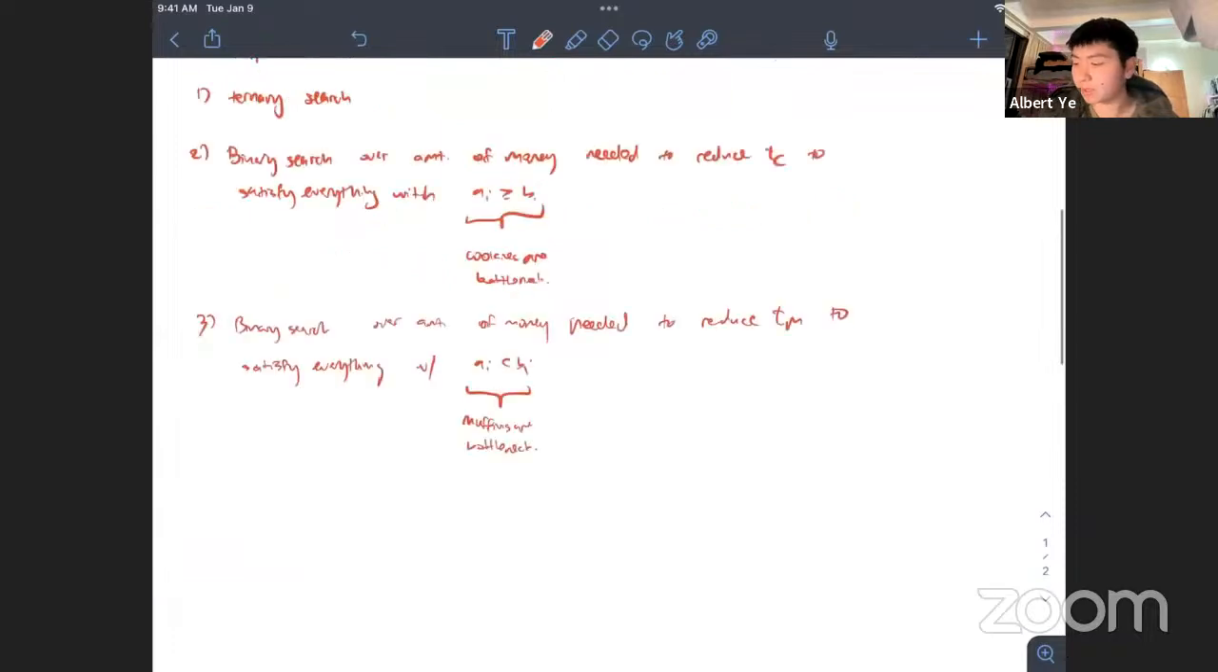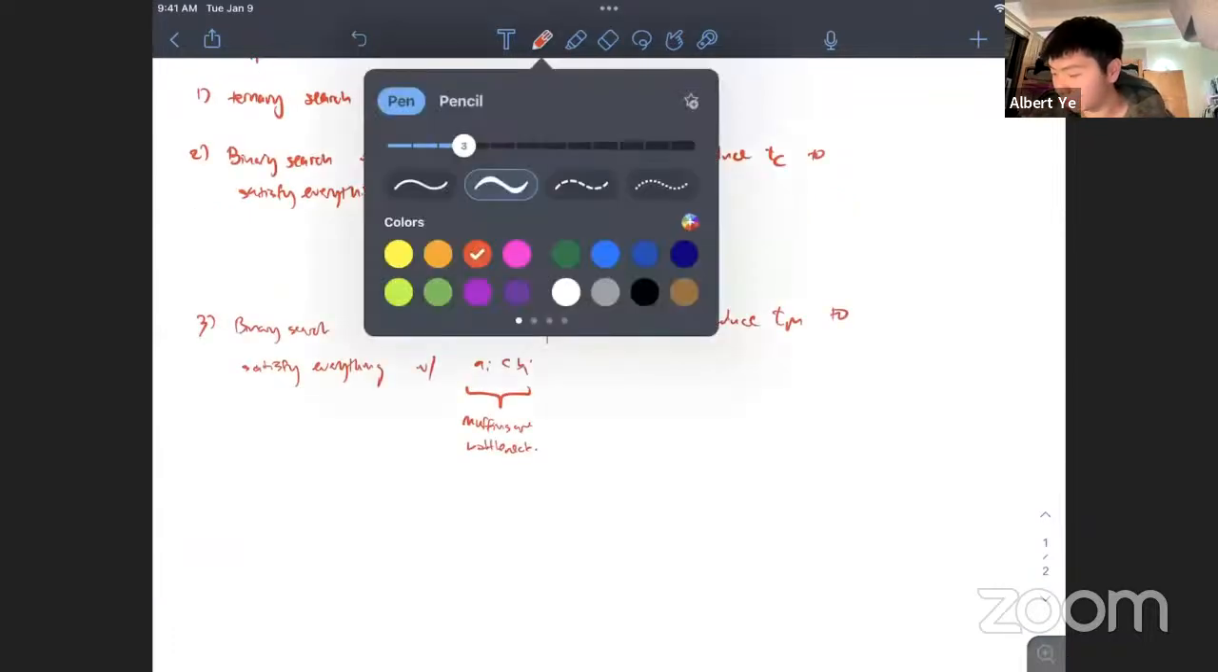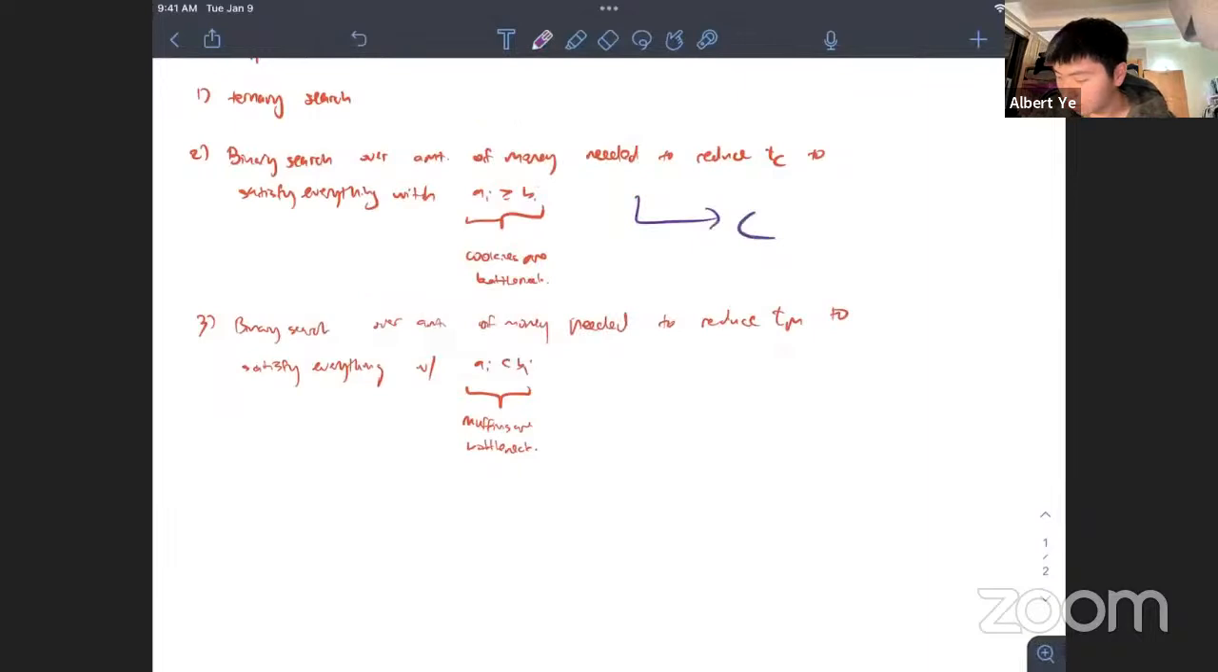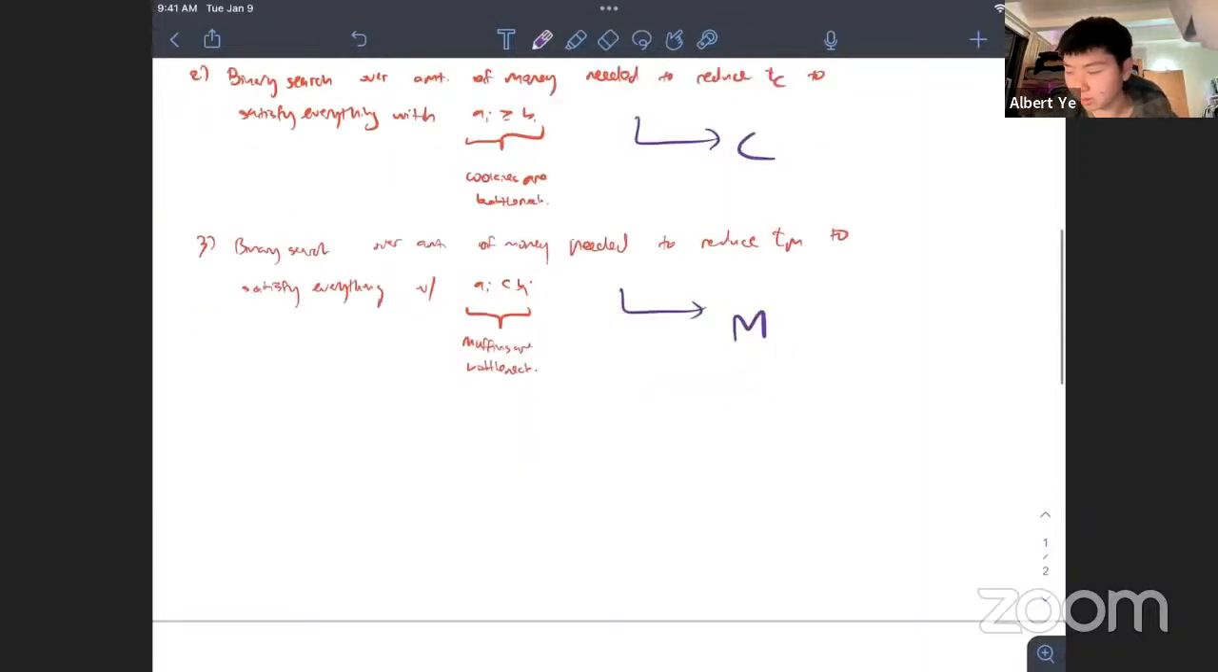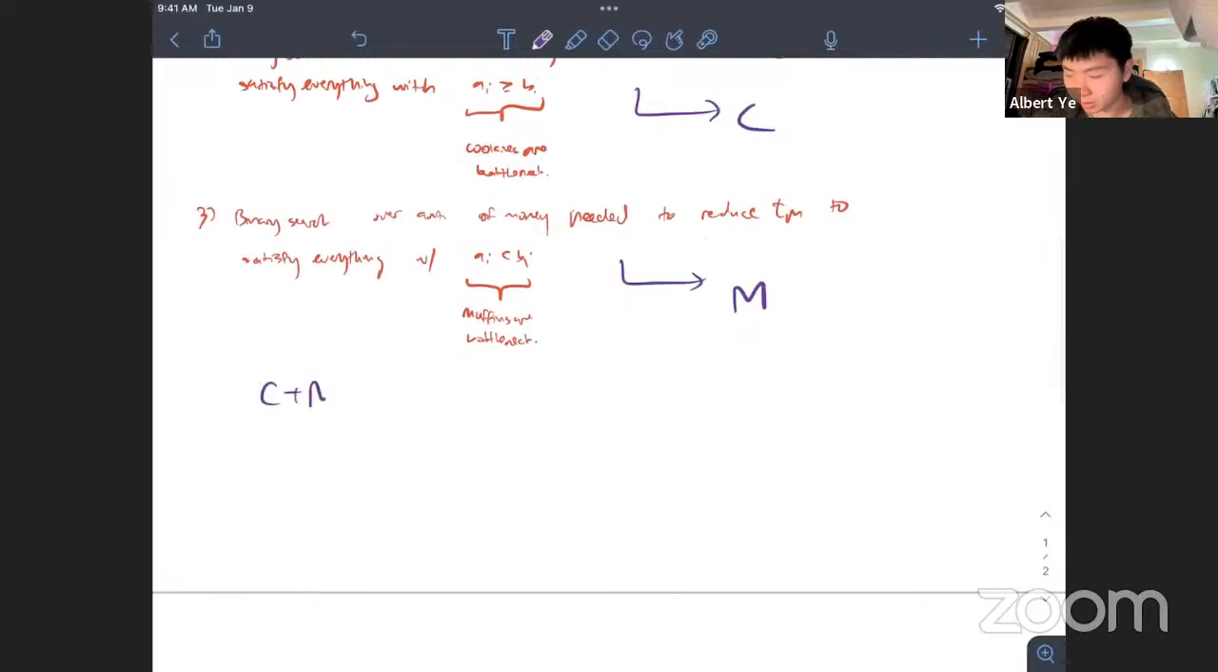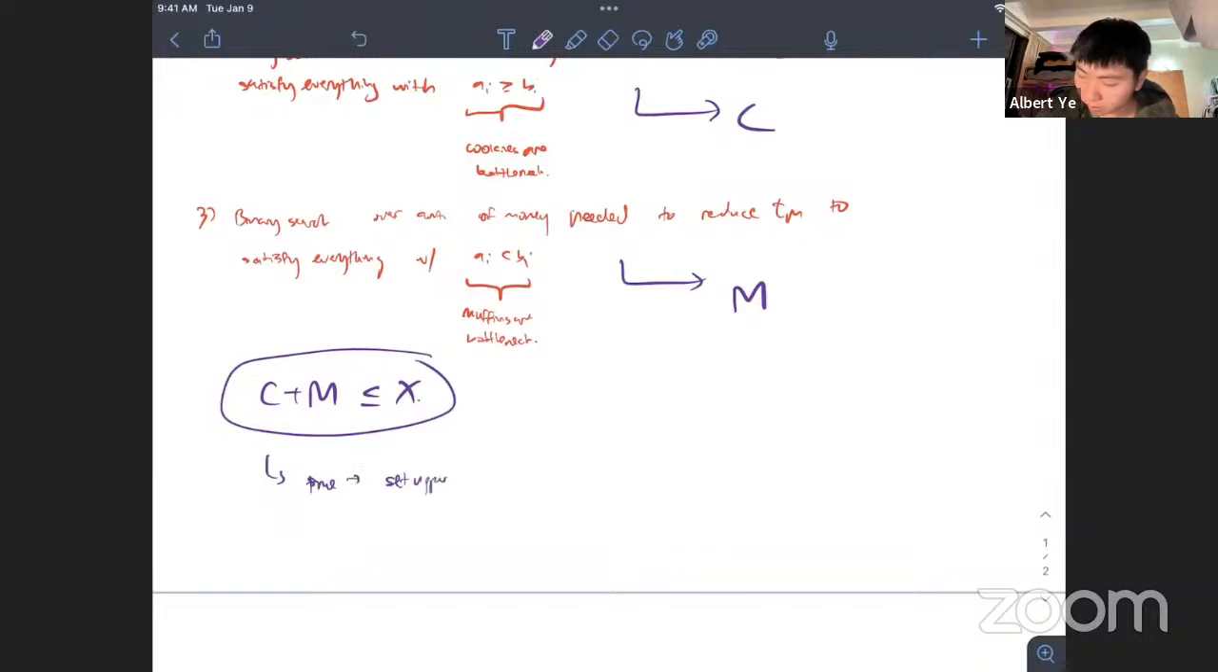So let's say that this binary search gives us an output of C, and then this binary search gives us an output of M. So then we basically need to check if C plus M in this case is less than or equal to X. And if this is true, then we can set an upper bound on X. And if it's false, then we can set a lower bound.